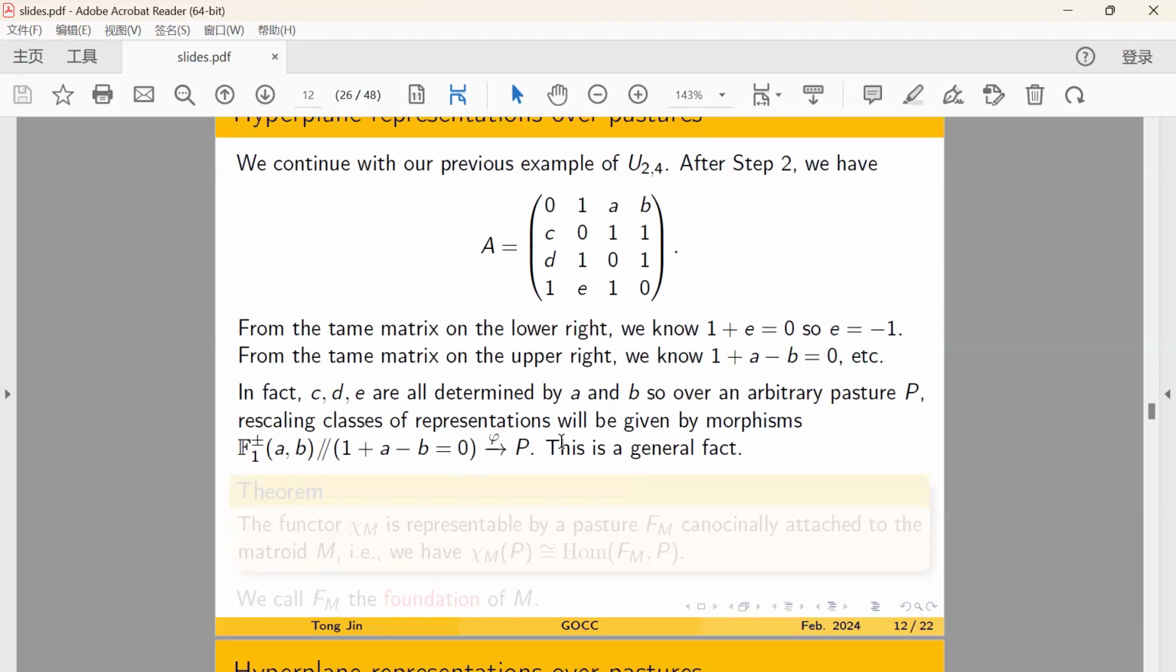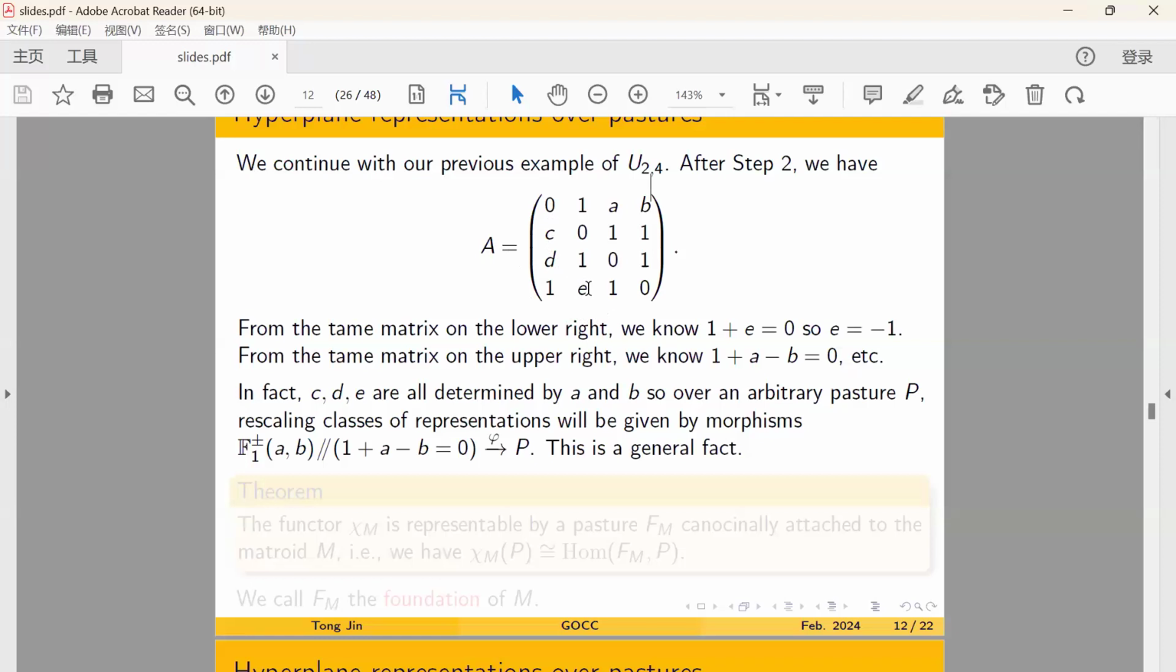So what does that mean? That means once we give values in P for this entry and that entry, and if we furthermore assume that A and B satisfies the relation that 1 plus A minus B is equal to 0 in the pasture, then we are able to give a representation of A over the pasture P, because then the other undetermined things are actually determined from A and B.